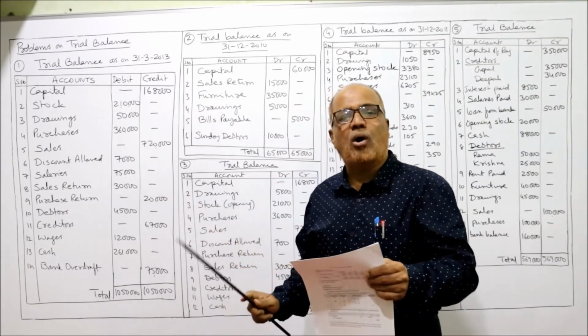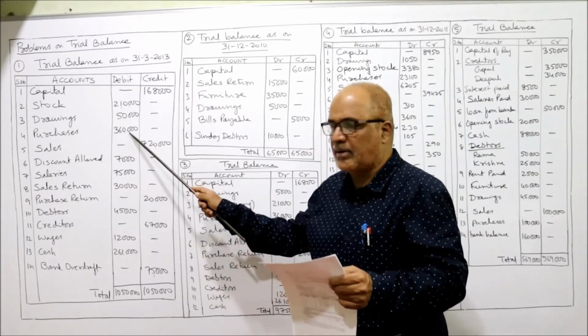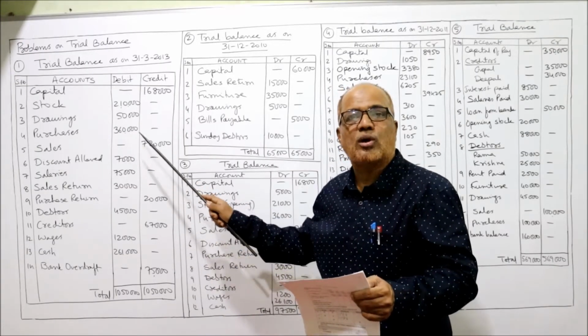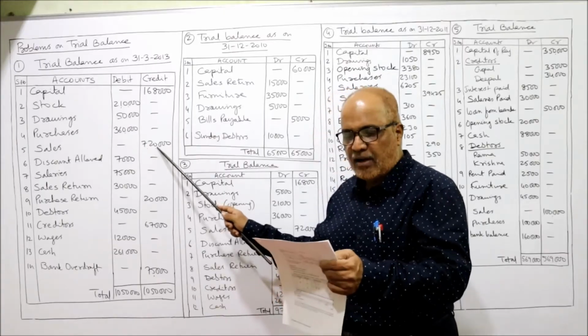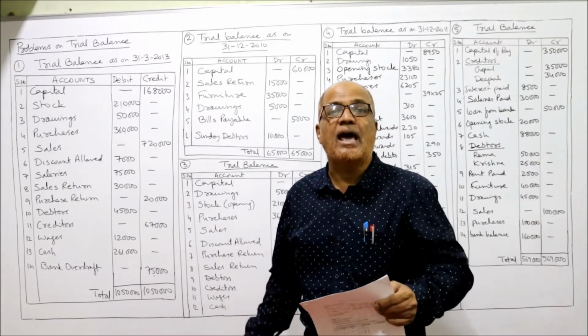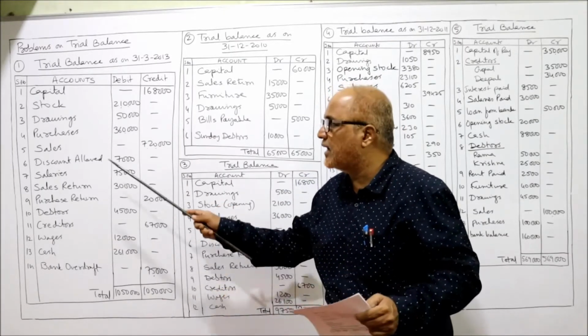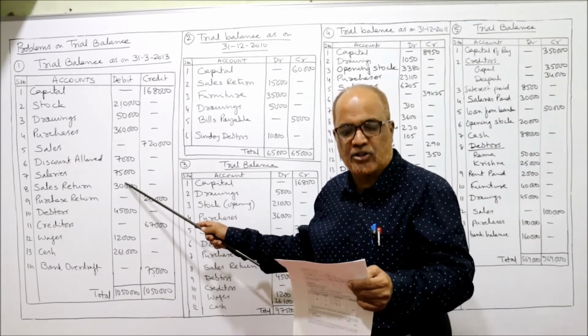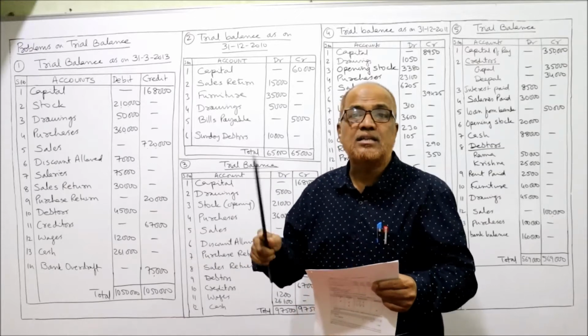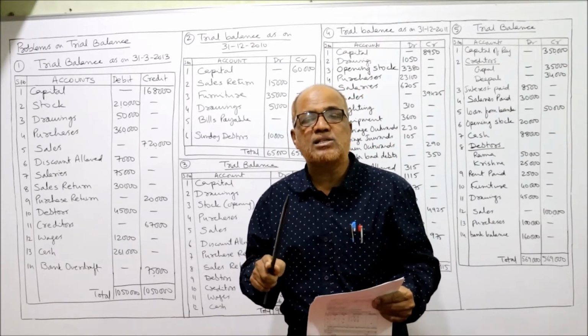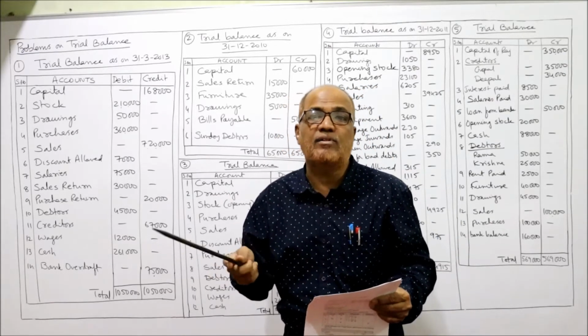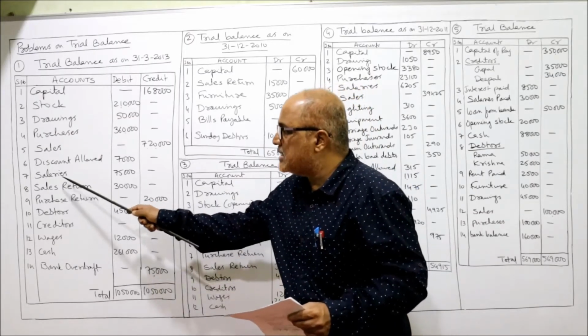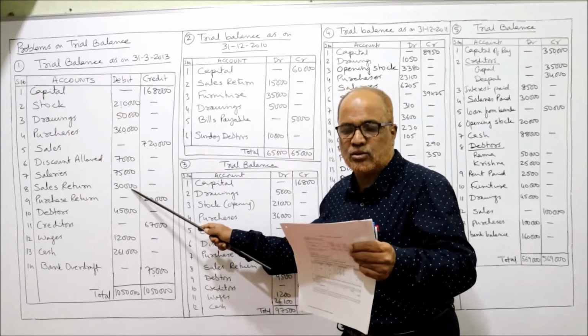Then purchases always will show debit balance. Purchases, debit balance. Sales will always show credit balance. So sales, credit column. Discount allowed is an expense, so we'll take it in the debit column. Then salaries is an expense, debit column. Then sales return. I told you sales will show credit balance, sales return will show debit balance. So sales return, debit balance 30,000.